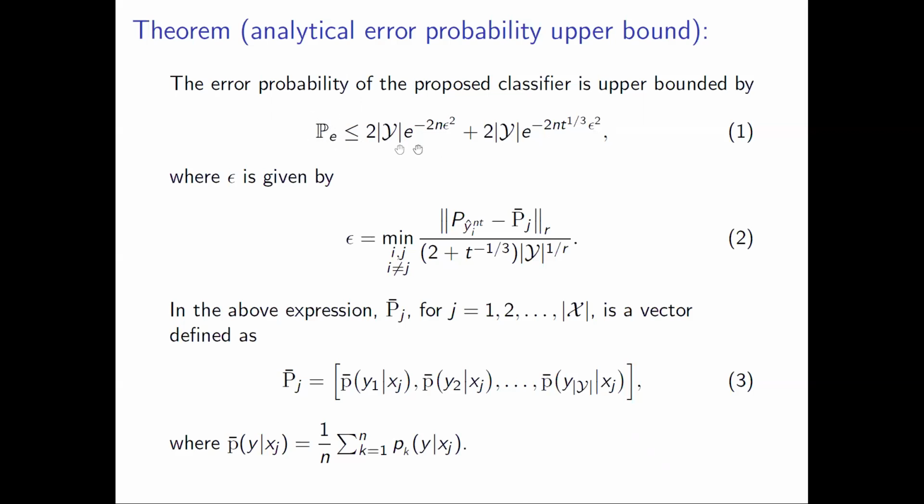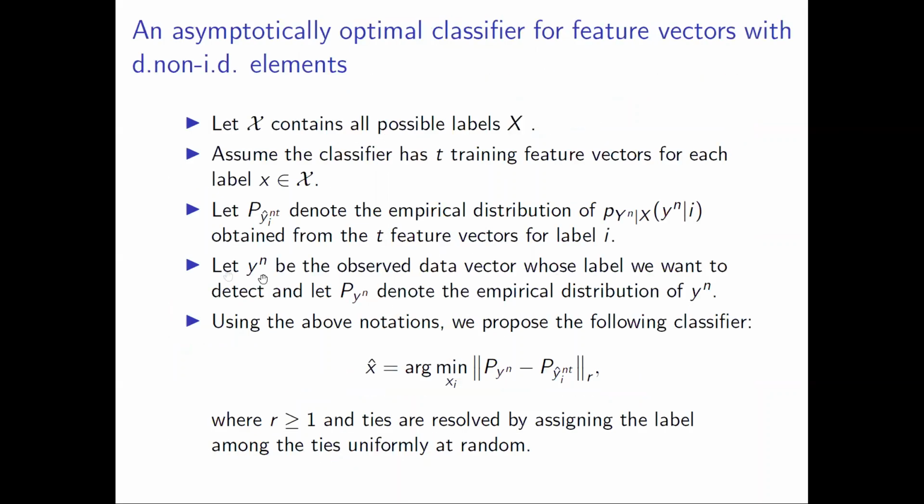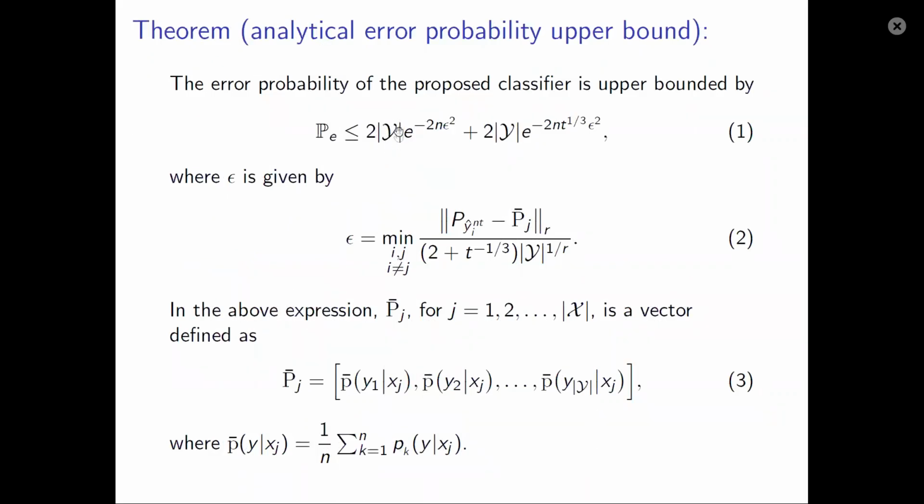Okay, so the error probability of this classifier is upper bounded by this. This y is the set from which these features take value. So the larger the set, the larger the right-hand side of 1. Here, epsilon is a fixed value. You can obtain it like this, but it's a fixed value. T is the number of training vectors per label, and n is the length of the feature vector.